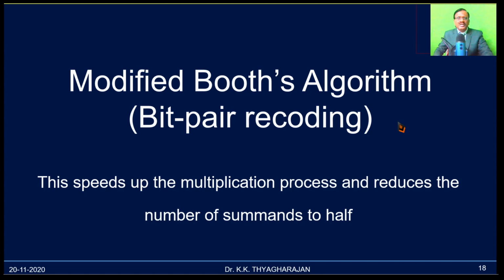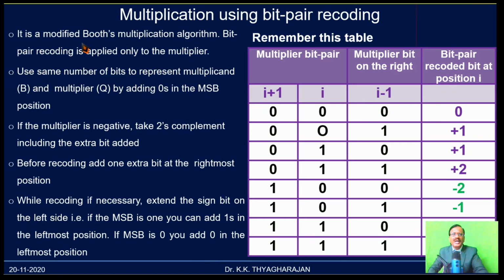This bit pair recoding speeds up the multiplication process and reduces the number of summands to half. Bit pair recoding is a modified Booth's multiplication algorithm. The recoding is applied only to the multiplier as we did in the Booth's multiplication algorithm. Here also, the same number of bits are used to represent the multiplicand and multiplier by adding zeros on the left side. If the multiplier is negative, take 2's complement including the extra bit added.